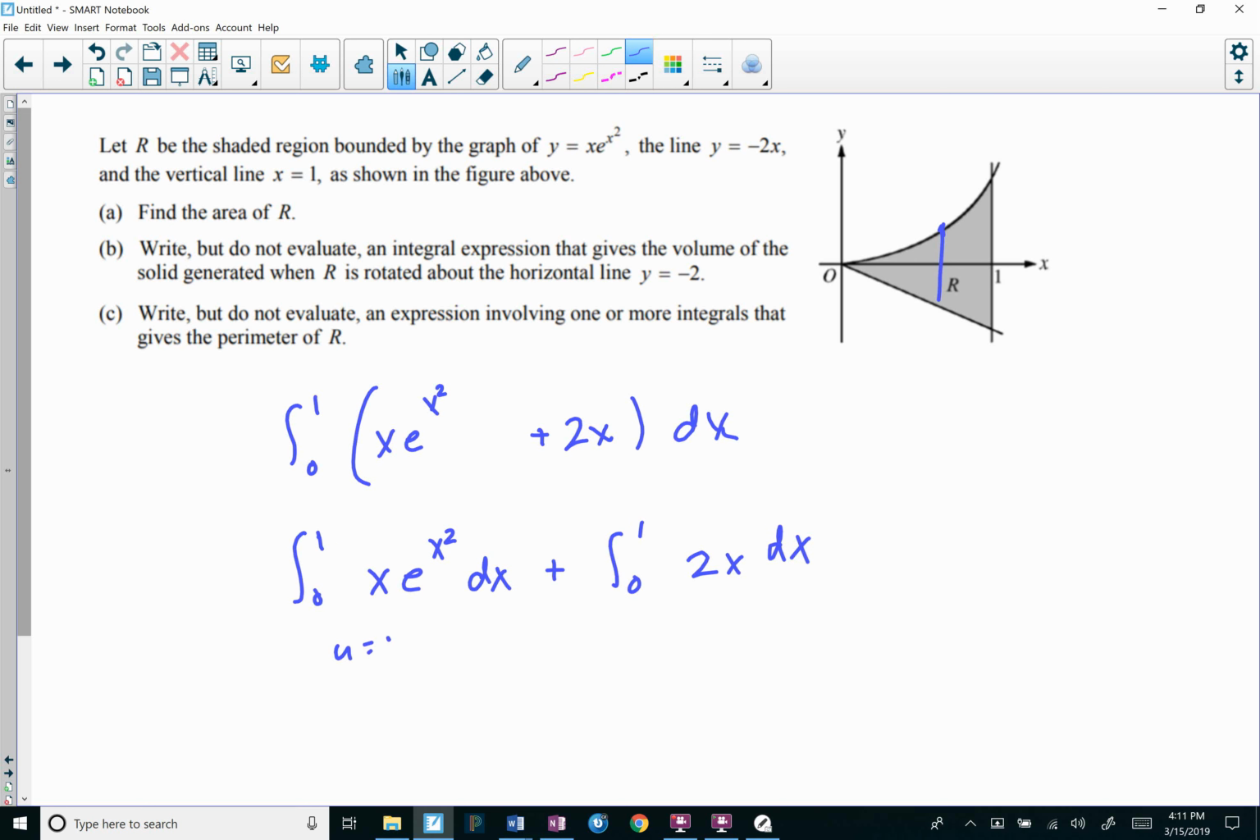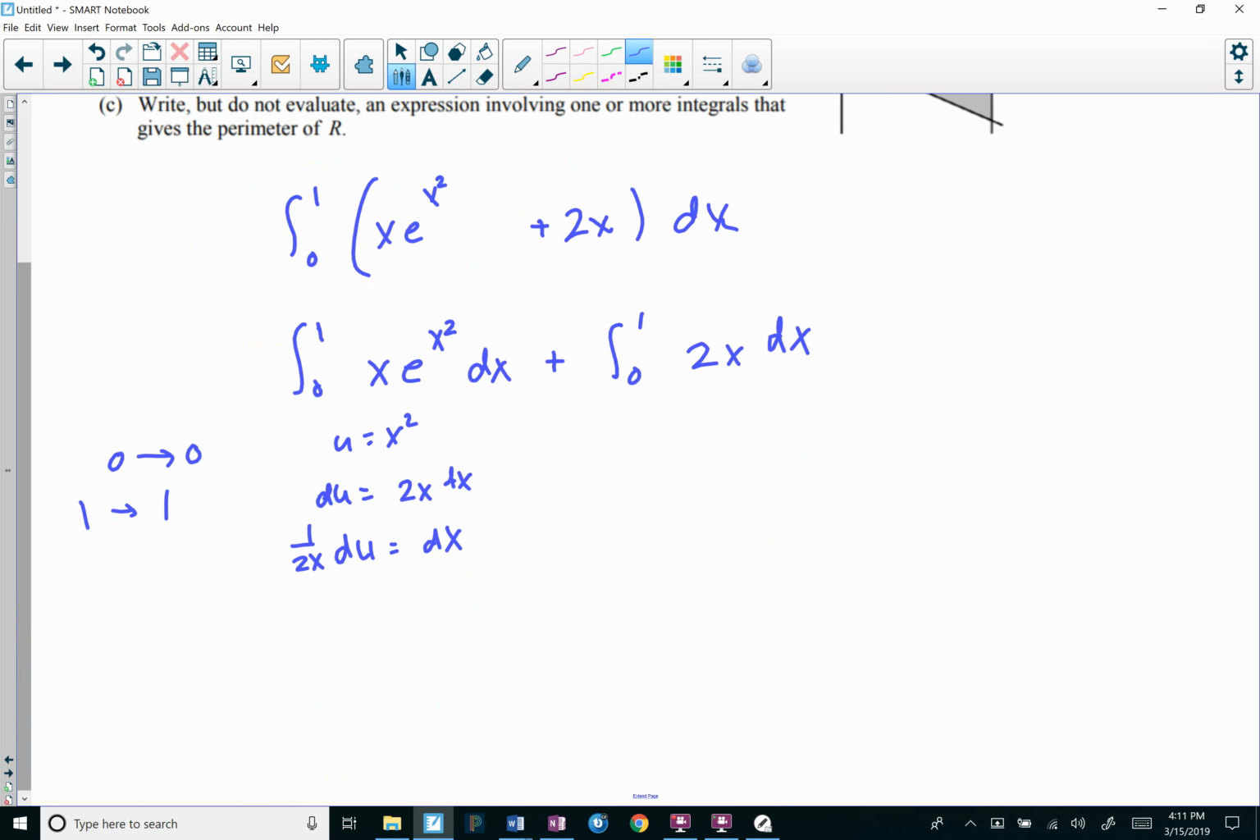Okay, so u is x squared, du is 2x dx. So I have 1 over 2x du equals dx. 0 becomes 0. 1 becomes 1. So in fact, it probably wouldn't have mattered if I didn't split it up on this one, just because that's a nice coincidence there. Okay, so I end up getting 0 to 1. X e to the u times 1 over 2x du. Those x's will reduce. So I'll have antiderivative 1/2 e to the u.